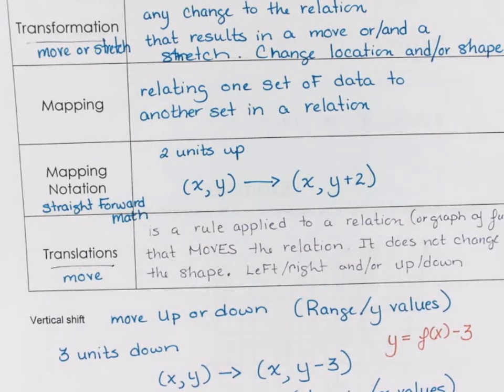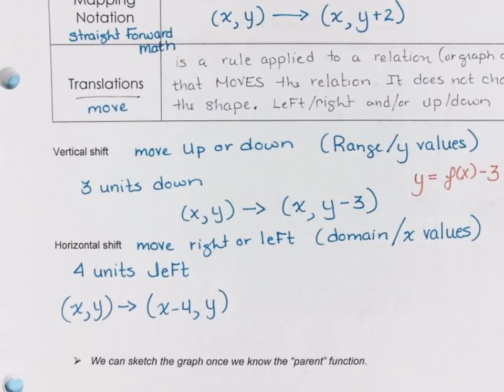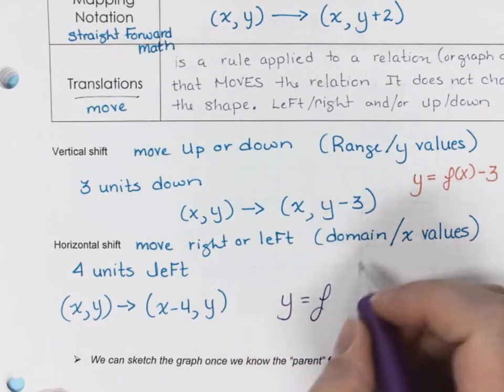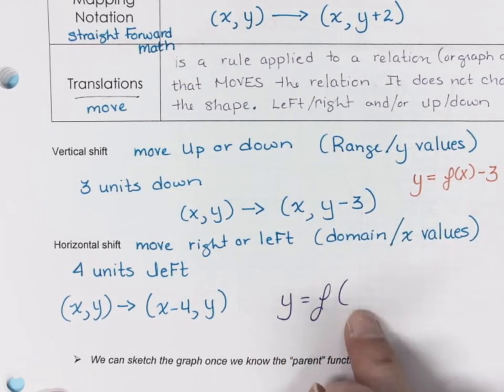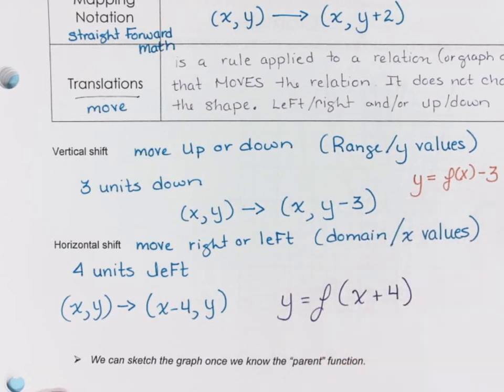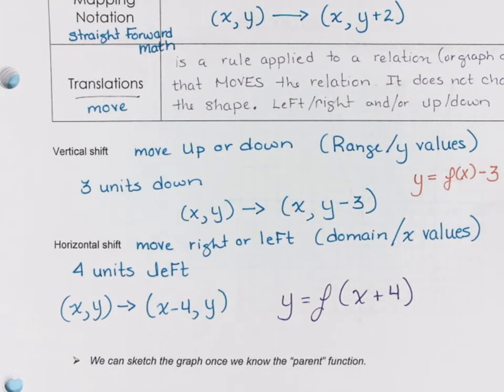So what are we affecting this time? We're touching the x. So x is never going to give us the straight story. If we're needing to go left and we're subtracting 4, this one's going to be y equals f, and now I'm going to put in the brackets. So these are the ones that were being affected. So it's going to be x plus 4. So in function notation, things become a little bit more complicated.